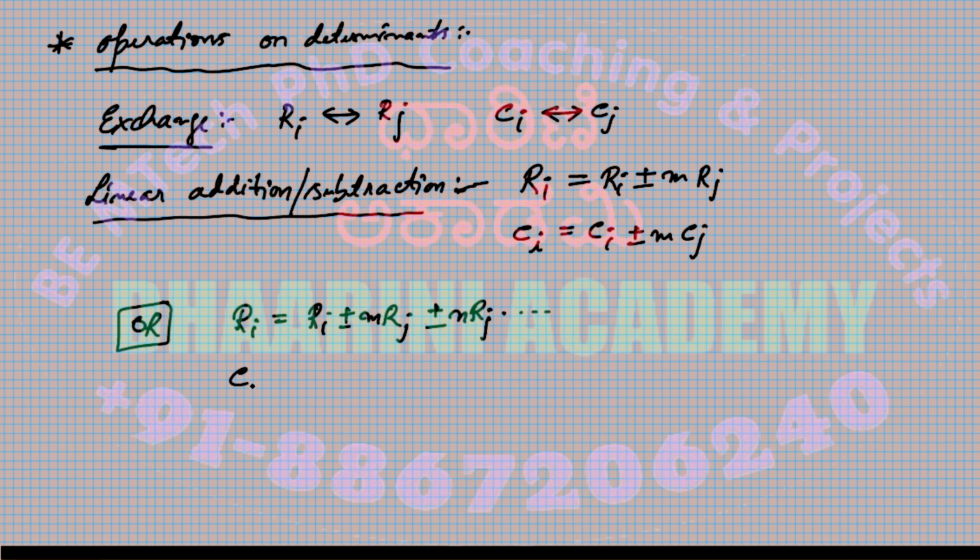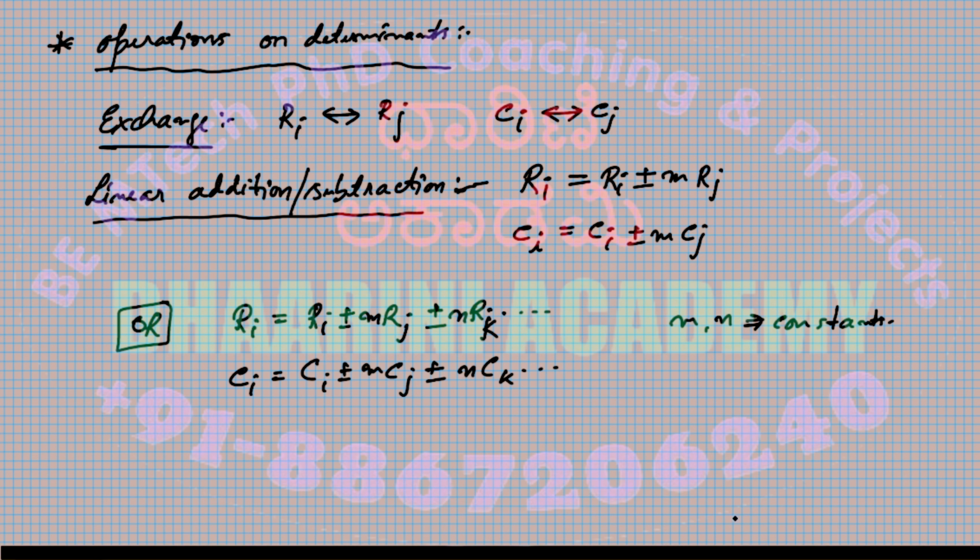Similarly, Ci can also be written as Ci plus or minus m times Cj plus or minus n times Ck. All right. So like that, you can add or subtract any number of columns multiplied by a constant. So here m, n are the constants. Like this, we can perform the various operations.